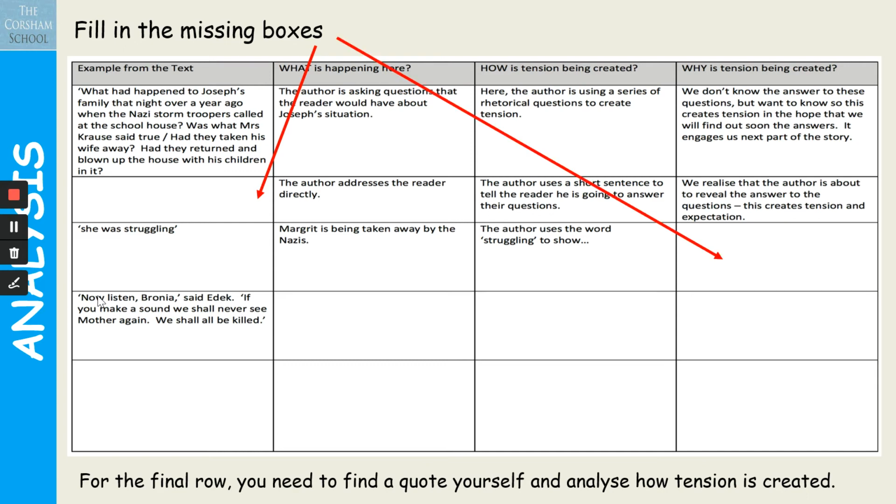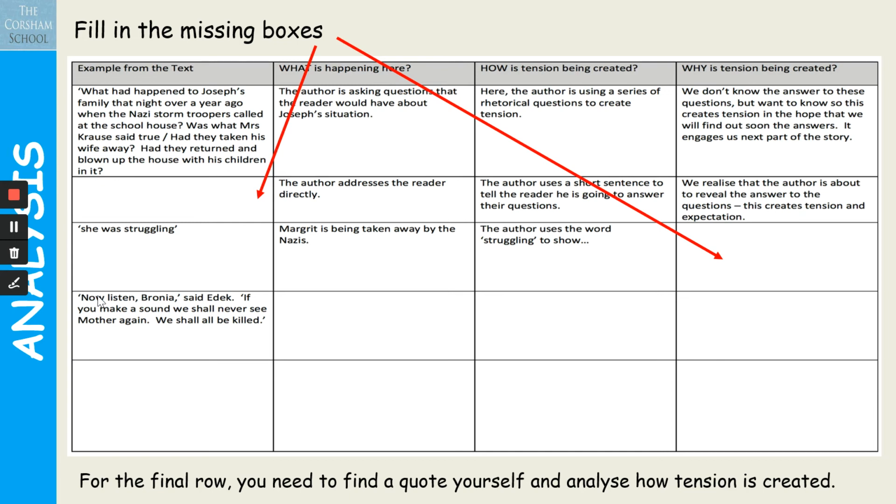After this, in the middle, we need to fill out a box on why tension is being created. "But she was struggling" is our quotation. Margaret is being taken away by the Nazis. Margaret is the mother, and she is being taken away by the Nazis. That's what's happening. Now, how is that tension being created? Using the word struggling. What does the word struggling show us? Can you think about what the word means? If you need to use a dictionary or Google the definition of struggling to help you, that's absolutely fine. And you need to think about why the author wants to build that tension.